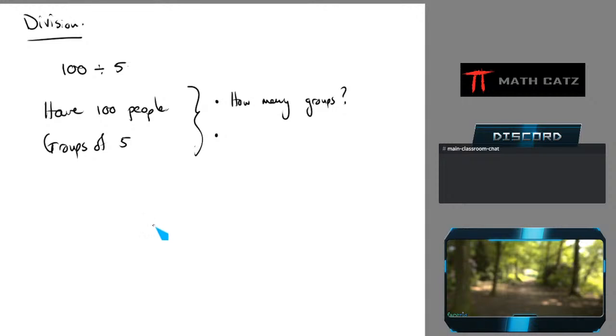I'm going to have 100 people. I want them to be groups of 5. So I'm going to have to get ready with my shirts so that every group gets a different color shirt. I need to know how many colors, how many groups. But I can phrase it in a different way.